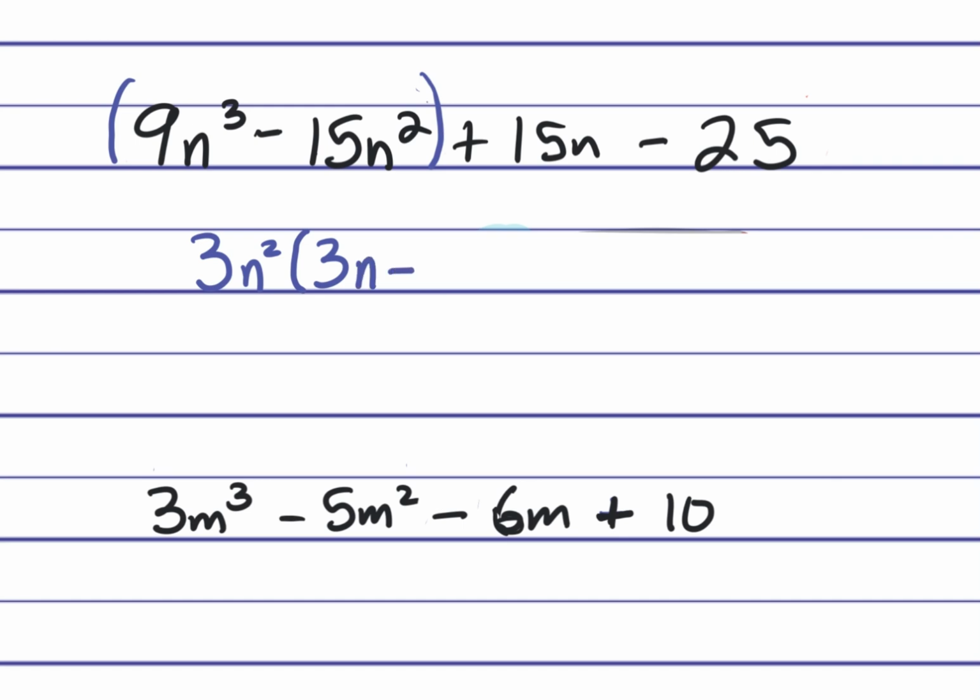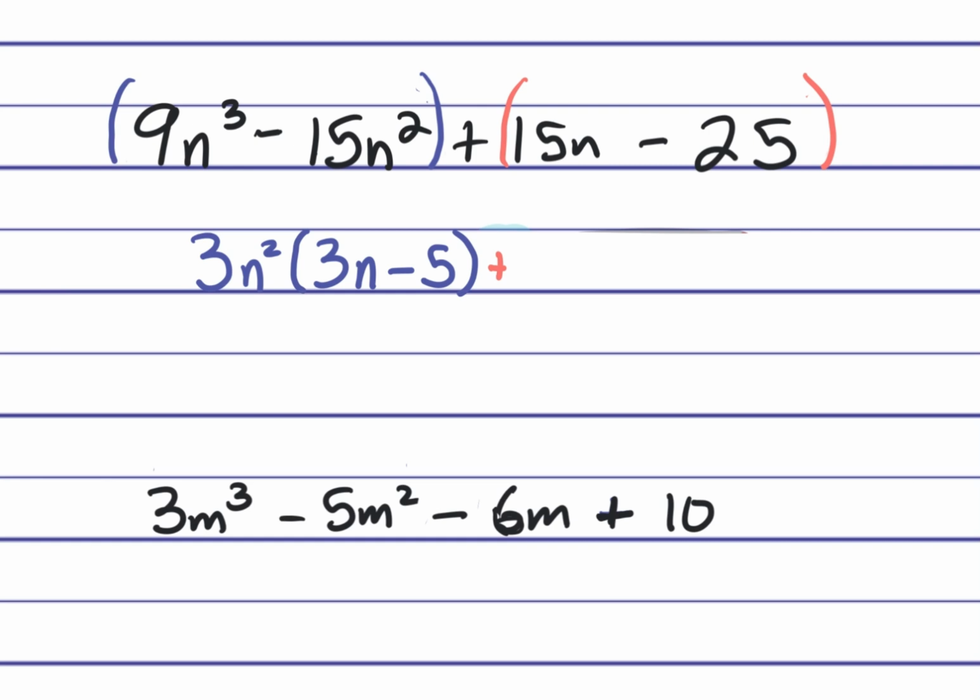We've got a minus symbol in between, so we're going to put a minus. 15n squared divided by 3n squared: 15 divided by 3 is 5, and n squared divided by n squared is just 1. So we've got the first part of it done. Now we group the second part of this together.